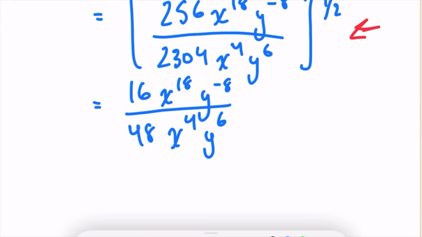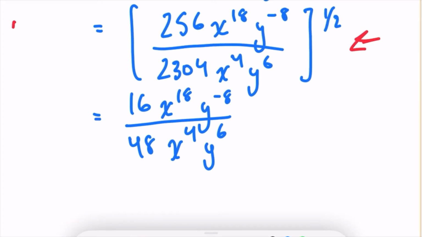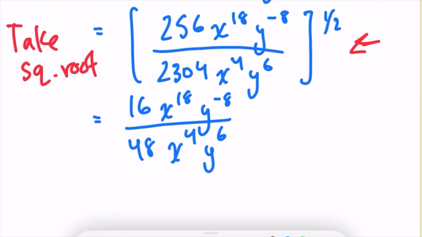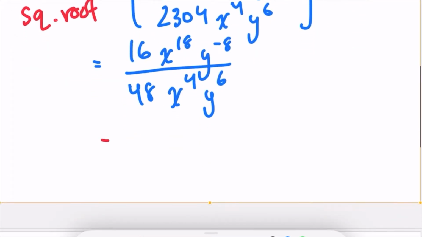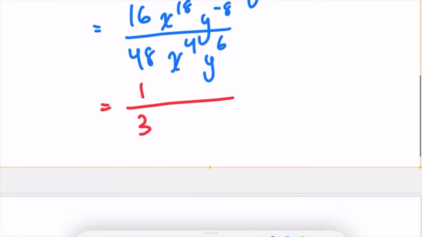Then we can take the square root. So square root of 256 is 16. Square root of 2304 is 48. And so we take the square root, which is the same thing as to the power 1/2. And then right here we can say 16 over 48 is the same thing as 1 over 3.